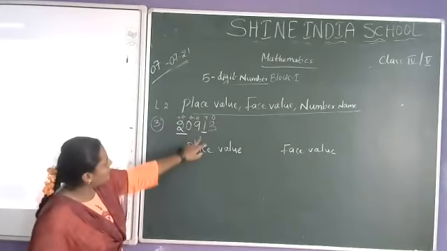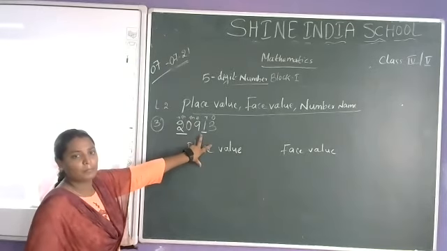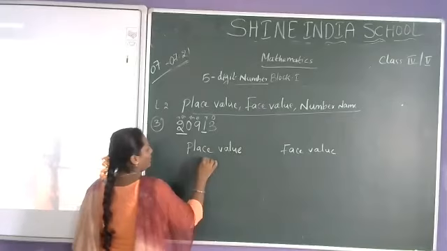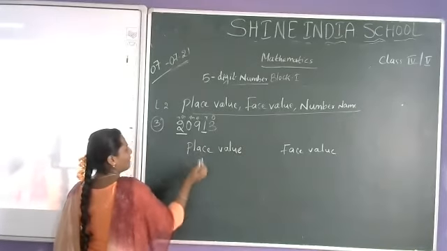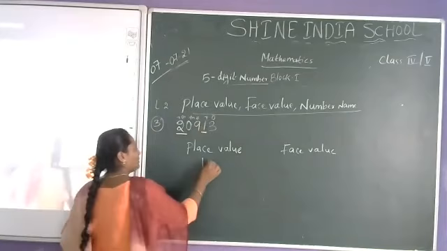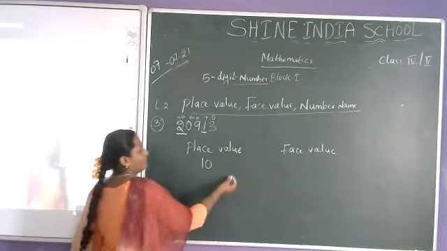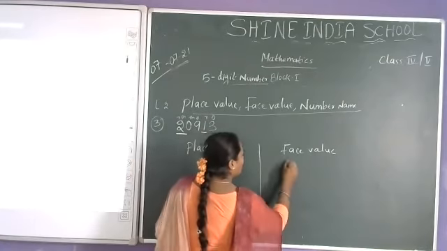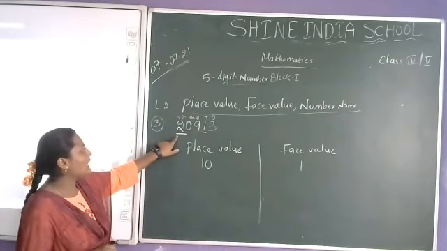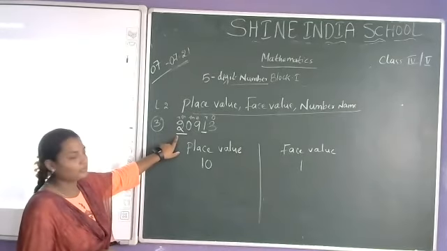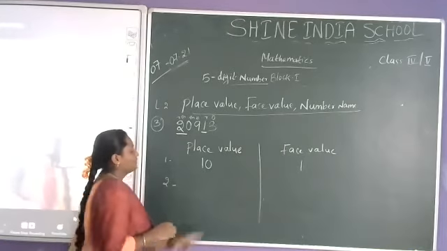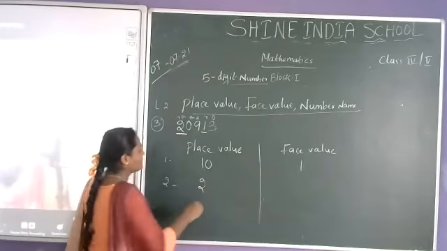1, 10, 100, 1000, 10,000. So which number is underlined first? 1. So 1 is underlined, but what is the place value? 10. And face value, what do you say? Only 1. And one more, what is underlined? 2. You can write it. So 2 is in which place?